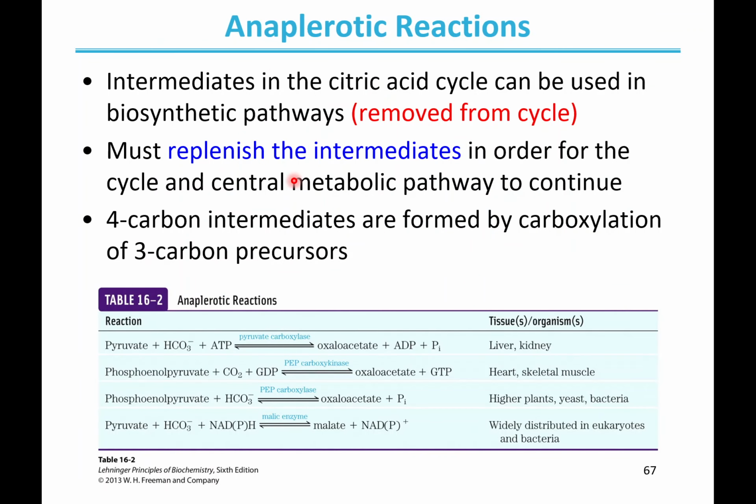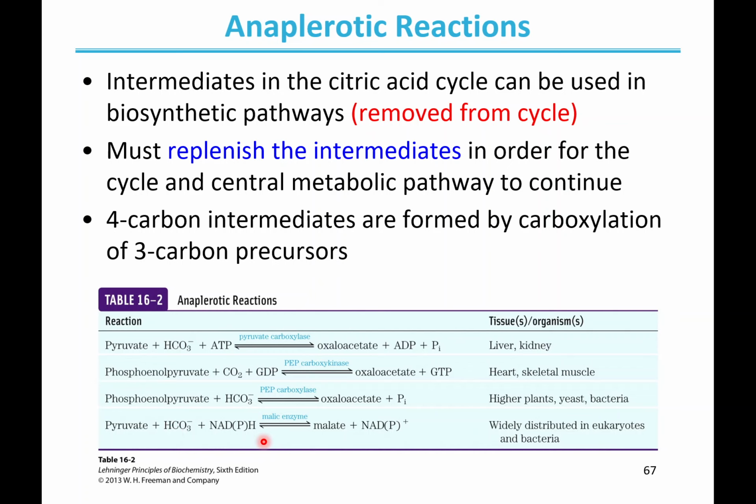Intermediates in the citric acid cycle can be used in biosynthetic pathways, and they can be removed from the cycle. When you do that, you must replenish the intermediates in order for the cycle to continue. And 4-carbon intermediates are formed by carboxylation of 3-carbon precursors, and some of those are shown here. Things like pyruvate, that's a 3-carbon molecule. You can add a carbon to it to make oxaloacetate. Phosphoenol pyruvate, again 3-carbon. You can add a carbon to make oxaloacetate in a couple different ways.